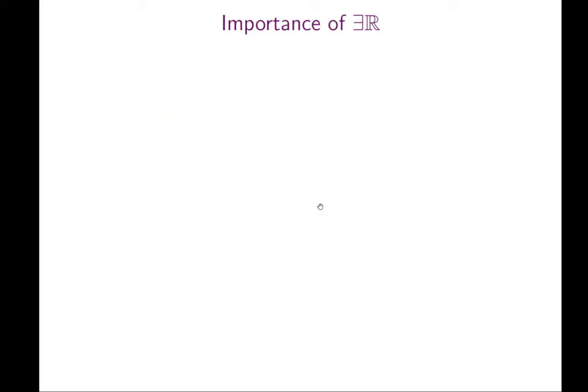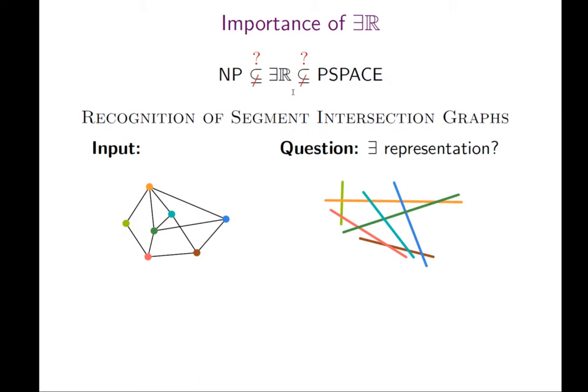Okay, so why is this important? So first, let's note that existential-R contains NP kind of trivially, just because it's more powerful, more expressive. It's a non-trivial result that it's contained in PSPACE. And of course, we don't know if any of those inclusions are proper, because if we knew that one of those inclusions were proper, we would know that NP and PSPACE are different, but we don't know if they are different. So we cannot expect soon to get a proof that this inclusion is proper, but we get some in-between complexity class.